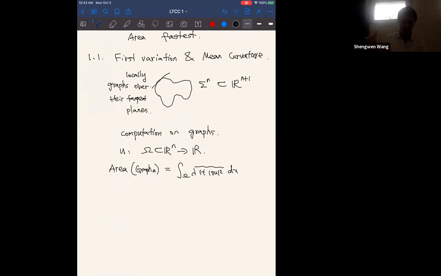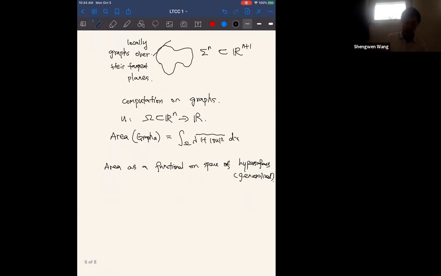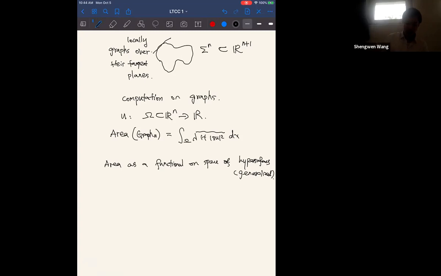In this case, you view area as a functional on the space of hypersurfaces, or generalized hypersurfaces. At each point of the space, you get a hypersurface. You view each hypersurface as a point in the space of hypersurfaces. And you want to compute, if you vary the hypersurface in the direction eta, say eta is a variation.